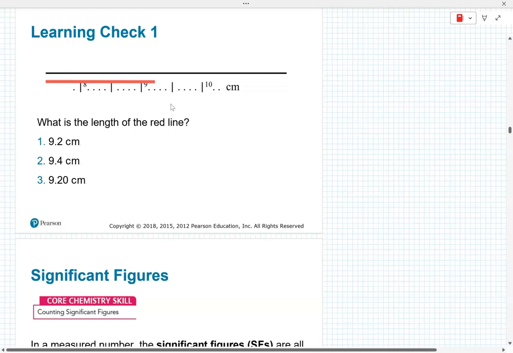So let's figure out the length of the red line. This one? Dissenting opinions? Yes. Hear me out. Look, are we certain about 9? Are we certain about 1, 2 millimeters? We need to add an estimated number, and we think it's going to be 0.